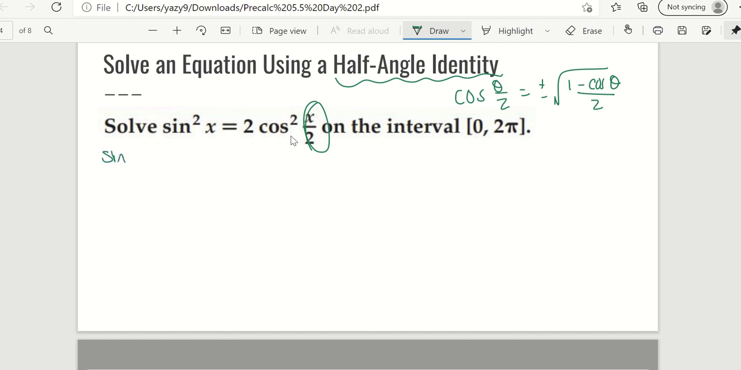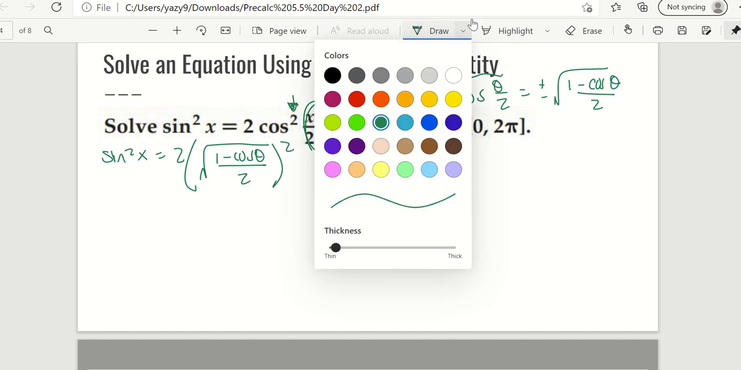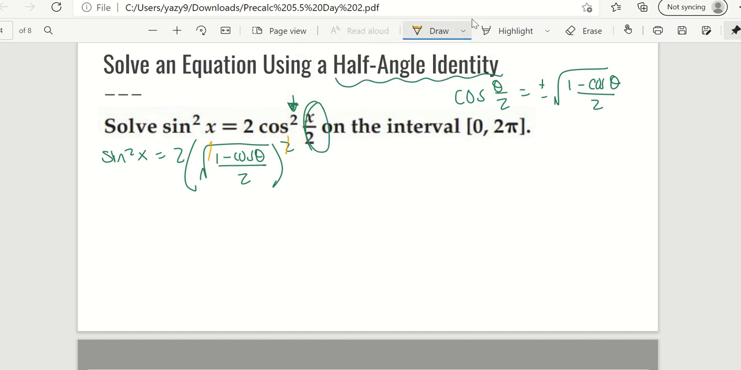So I have sine squared of x equals 2. Instead of cosine squared of this, I'm going to do this squared, okay? So I'm going to take that, and because it's squared, I'm going to square it. All right, now I could simplify. I have squared and I have a square root. They cancel each other out beautifully. So now I have sine squared of x is equal to 2 times 1 minus cosine of theta over 2. 2 over 2 cancel out beautifully.